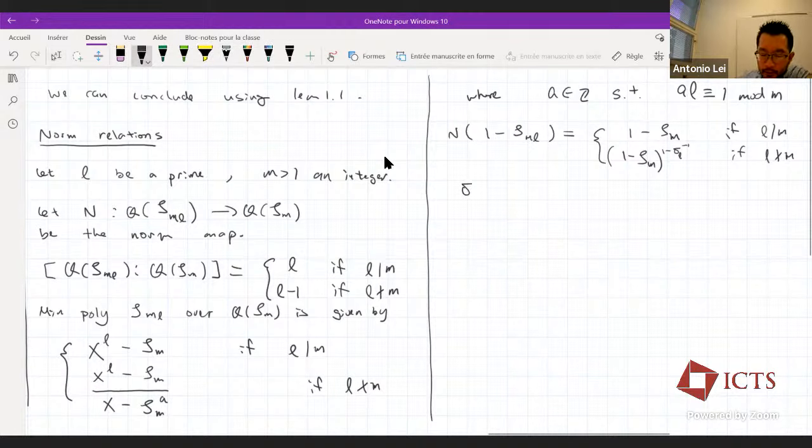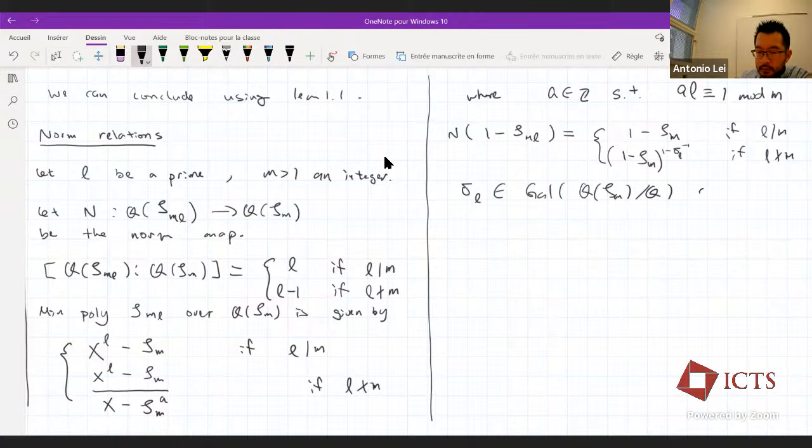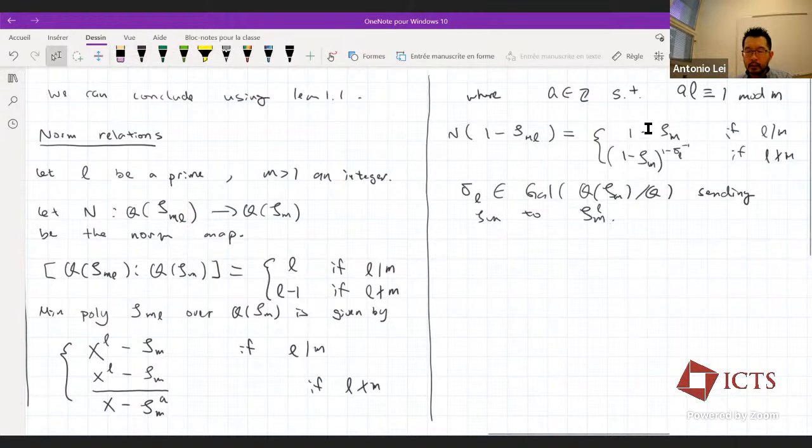And so this is sigma L, an element in my Galois group sending zeta M to zeta M to the L. Okay, so you see that the norm of these elements is slightly different according to whether L divides M or not. And so, when you try to work out what happens to these cyclotomic units, then you can find that, maybe that's not a very good notation.